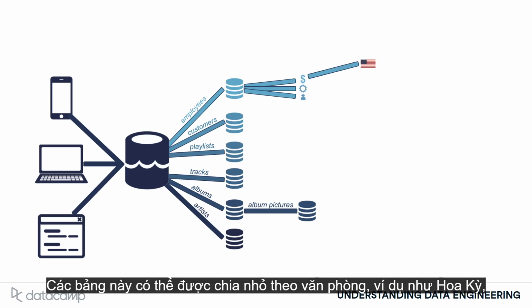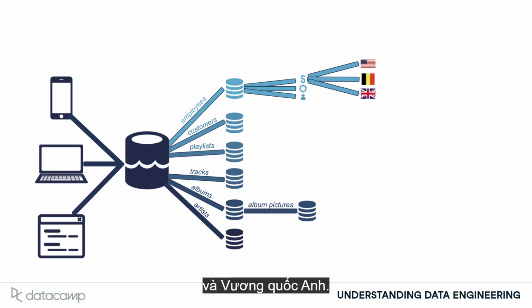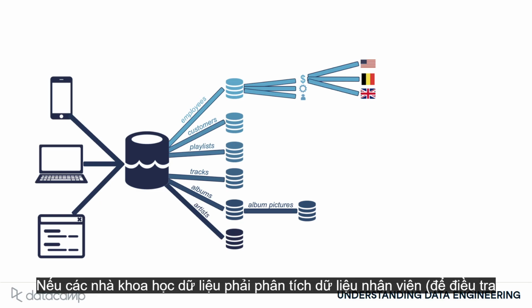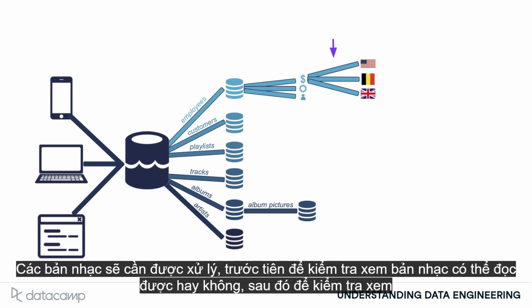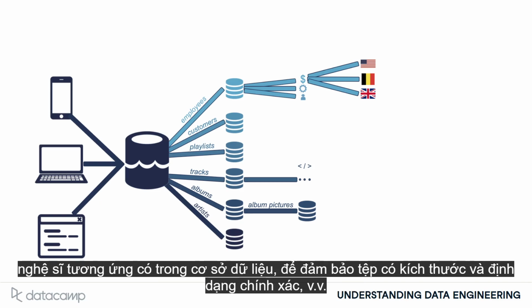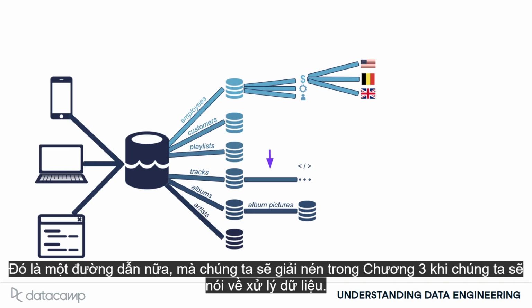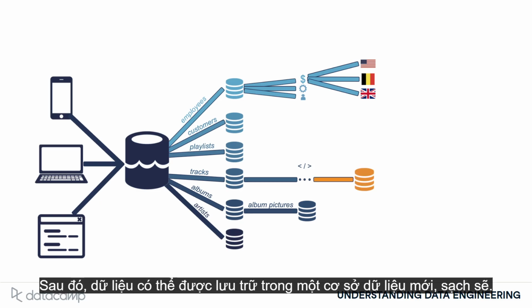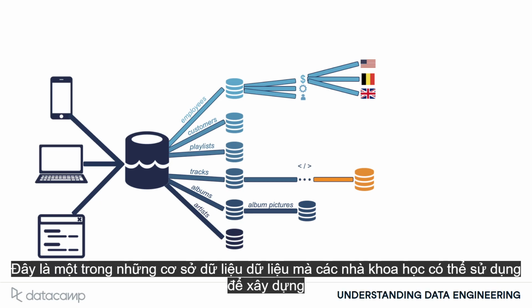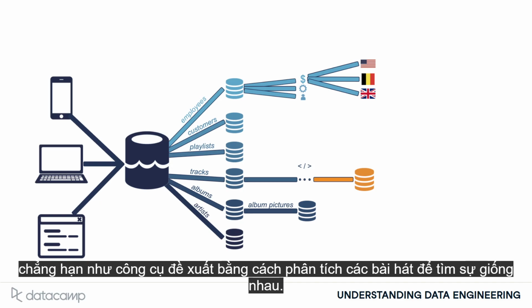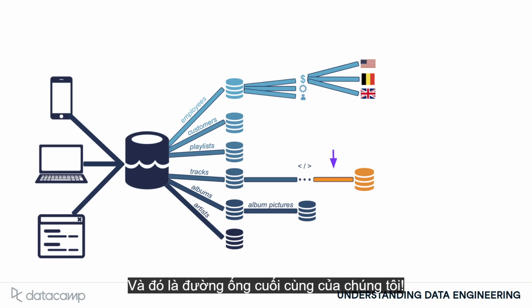These tables could be further split by office, for example the US, Belgium, and the UK. If data scientists had to analyze employee data to investigate employee turnover, for example, this is the data they would use. 3 more pipelines. Tracks would need to be processed. First to check if the track is readable, then to check if the corresponding artist is in the artist database, to make sure the file is in the correct size and format, etc. That's one more pipeline that we will unpack in chapter 3 when we talk about data processing. The data can then be stored in a new, clean tracks database. This is one of the databases data scientists could use to build a recommendation engine by analyzing songs for similarity, for example. And that's our last pipeline.